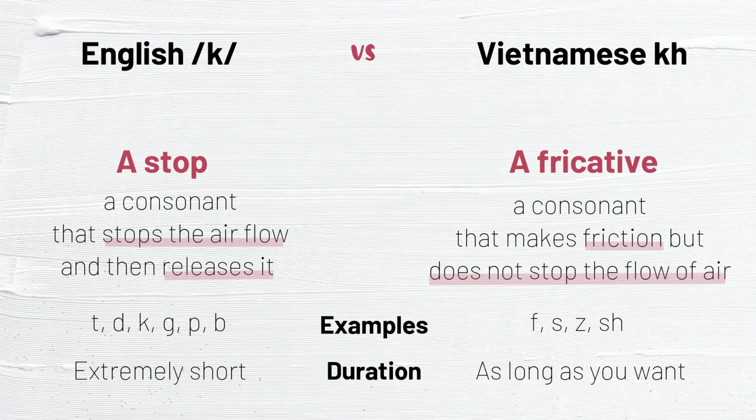Another difference between these two sounds is that the English K sound is made with a puff of air, while the Vietnamese KH sound is not. Let's listen to those two sounds again and notice what I just said. K, k, k.